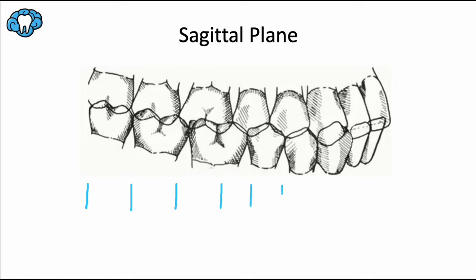If someone asked what contacts the distal marginal ridge of the mandibular first premolar, we just have to find mandibular first premolar. Here's the distal marginal ridge. Okay, so it has to be the lingual cusp of the maxillary first premolar. And that's it. How about the distal marginal ridge of the maxillary lateral incisor? Here's the maxillary lateral. Here's the distal marginal ridge. Oh, it's going to be the cusp tip of the mandibular canine. There you go. That's it.